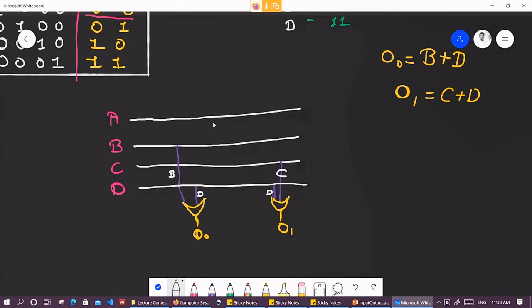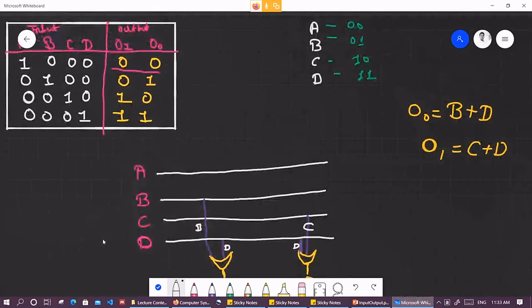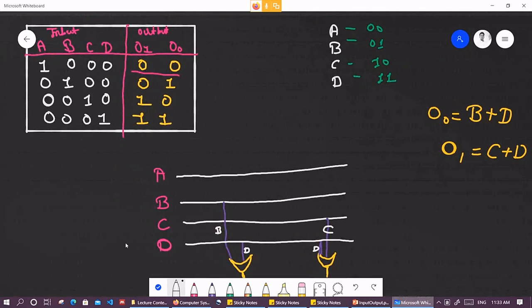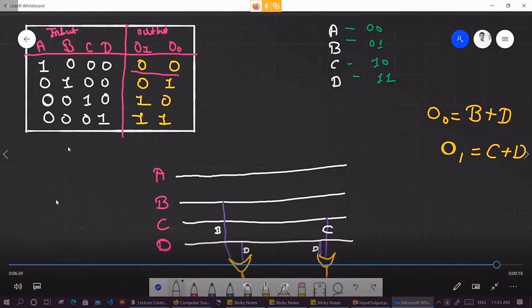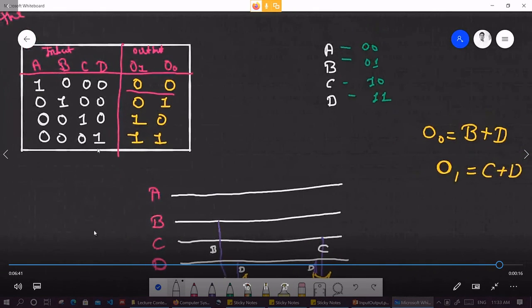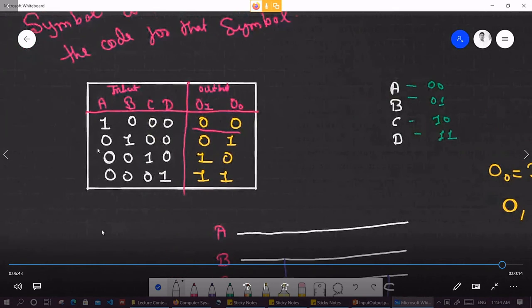Now you can see that there is no connection required from the A line because there is no output produced when A is 1. But that doesn't mean this circuit will work wrong. This circuit will work very fine.